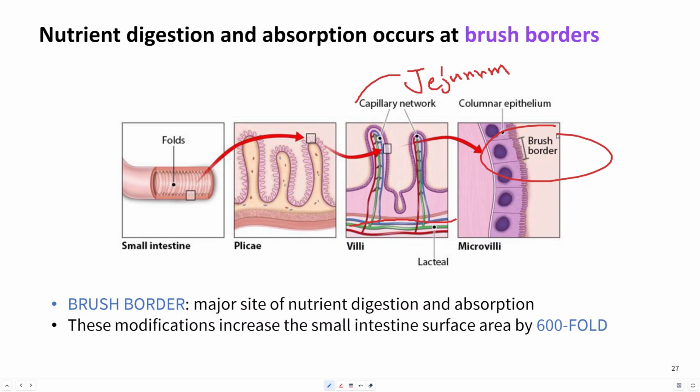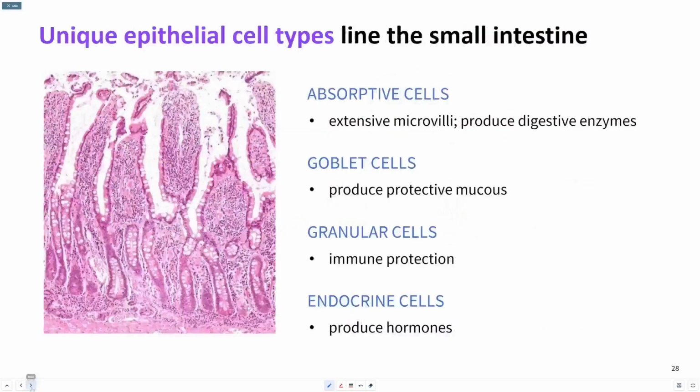It can increase the small intestine's surface area by over 600-fold, and this is why having a lot of these hair-like cells is really helpful in the absorption process. There are several unique epithelial cells inside the small intestine. Absorptive cells have extensive microvilli. Their function is to produce enzymes like the brush border enzymes.